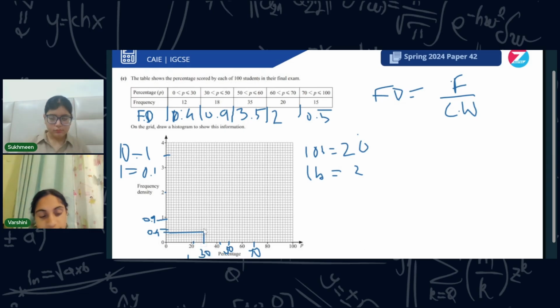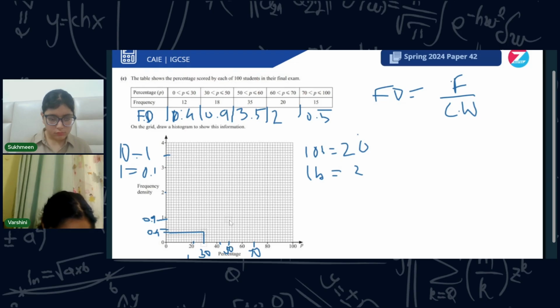Okay, so the next box is going to be between 30 to 50 and at the height of 0.9. So 30 to 50 at 0.9. And we can also draw it over here. I'm just going to move that down.